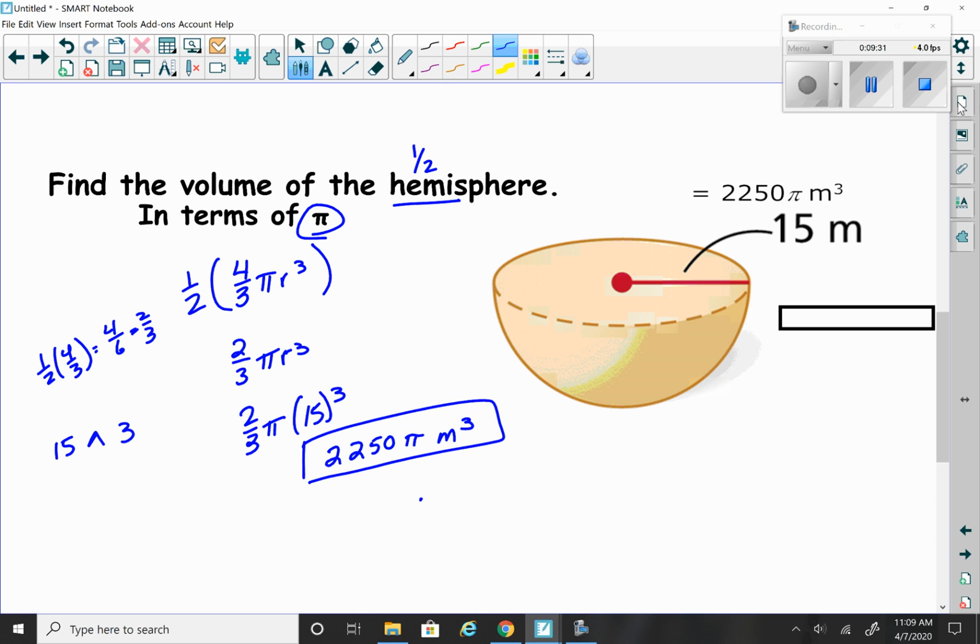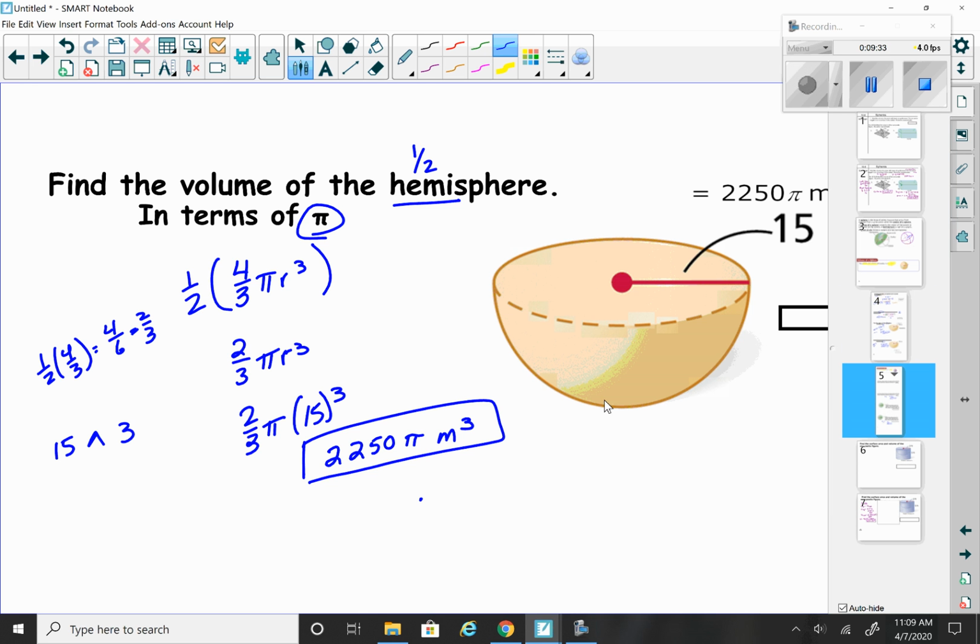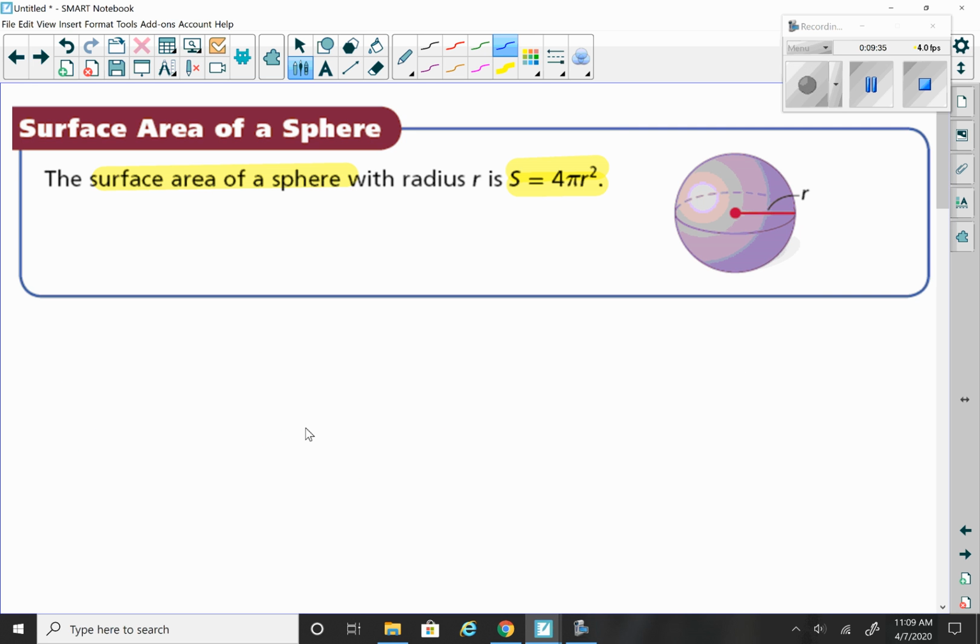And then the other half of this lesson is on surface area of a sphere. So our formula for the surface area of a sphere is 4 pi r squared. 4 pi r squared. So go ahead and pause it, take a minute, copy down your formula.